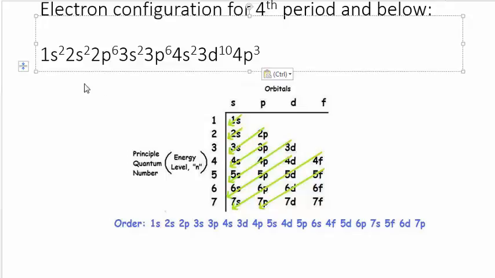So now I have my electron configuration for arsenic. Here it is. All 33 electrons are accounted for. And by using this chart, I was able to place the electrons in the orbitals that had the lowest energy, which is following the Aufbau principle.